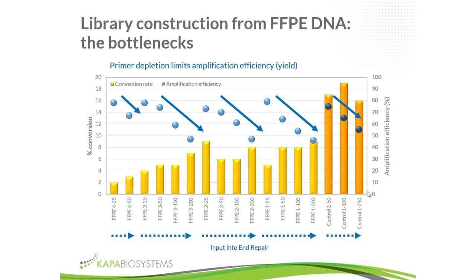And further analysis of the data showed that in many cases, because the KAPA library preparation kit is so efficient and actually yields a high percentage of adapter-ligated library, amplification efficiency is often limited by primer depletion during the assay.